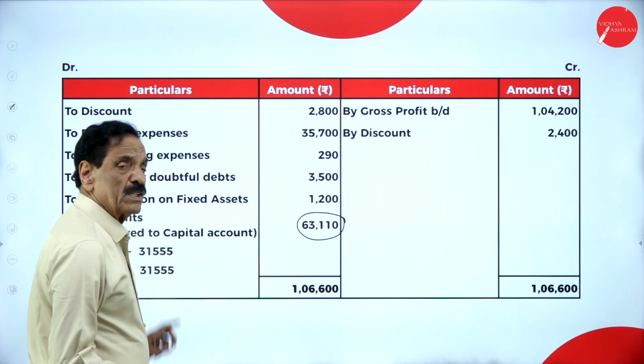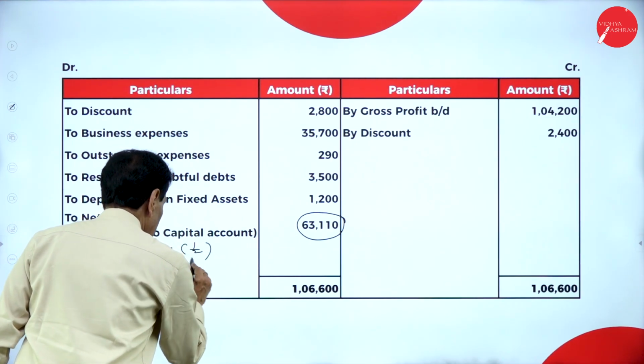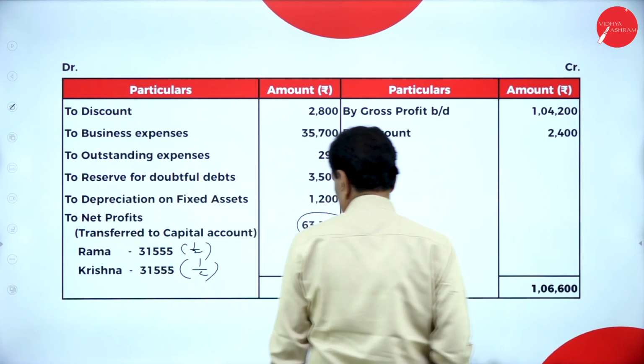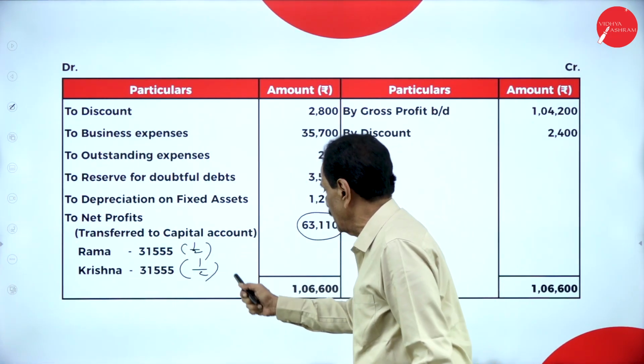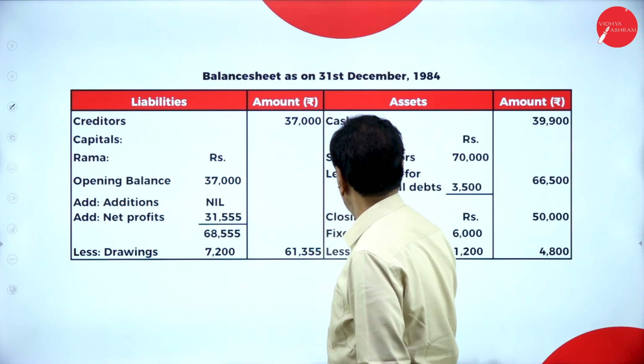That should be distributed equally. Rama gets how much? 31,555. This is half. This is half. They will get equally half of that. That's 63,110. Then go to the balance sheet.